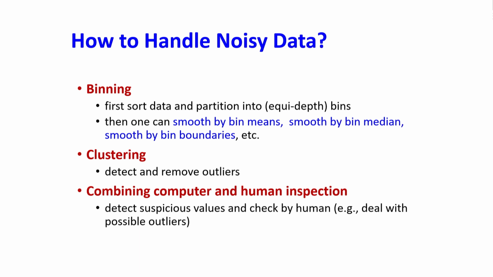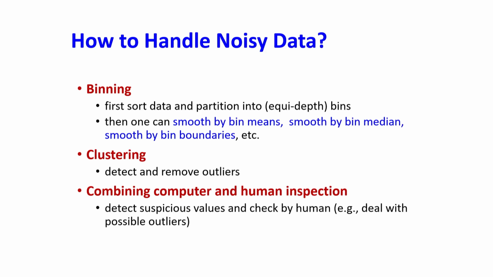First is called binning. Binning is something all of us use in daily life. What is binning? First you sort the data and partition it into different bins, possibly equal depth bins. Remember, when you put out garbage, there are different bins possible, right? We can put plastics in one bin, glass in another bin, metals in another bin. So when you sort the data and partition into different bins, that is what you do with household garbage, right.